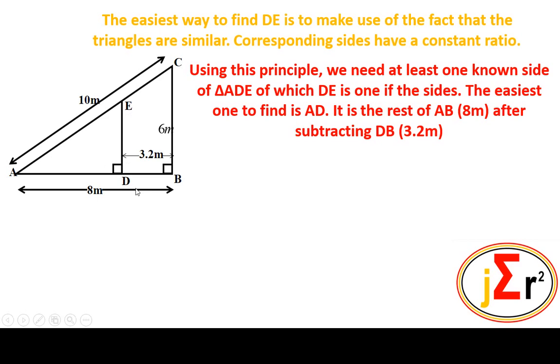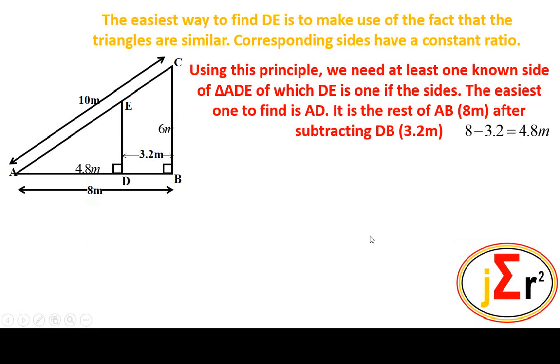And the easiest one to find is AD. AD is easy to find because we have the entire length here to be 8 meters, and we have here 3.2 meters. It is easy to see what AD will be. AD will be what remains when we subtract this 3.2 meters from this 8 meters. And that is 4.8 meters.